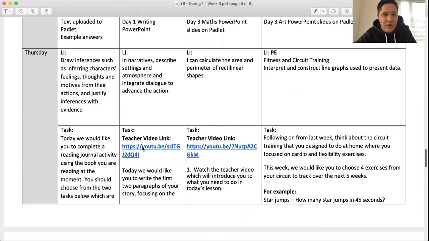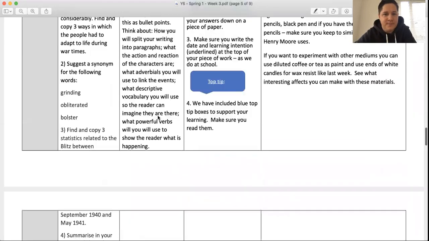And then on Thursday, you're going to start by writing the first 2 paragraphs, just the first 2. Okay, don't do any more, because that's what we're going to come to next week. Remember, we want quality, not quantity. So we're going to take our time.